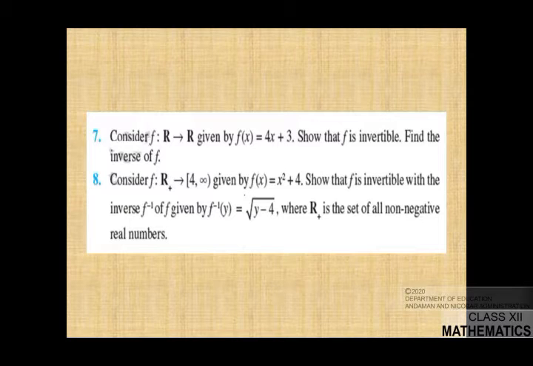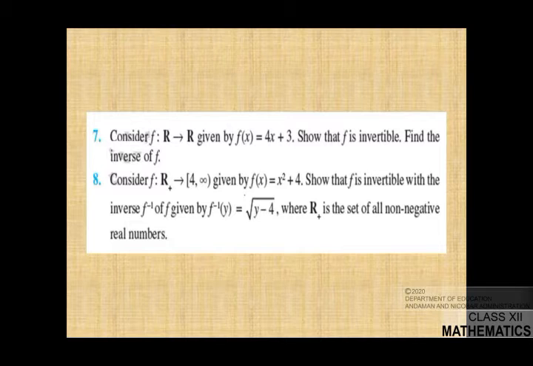Now see the seventh question. Consider f is a mapping from R to R given by fx is equal to 4x plus 3. Show that f is invertible. Find the inverse of f. Now this question you have to do it as homework, because again it's the same type of question. You have to first prove the function is 1 to 1 and onto, and then from the onto function only you're going to get the inverse.